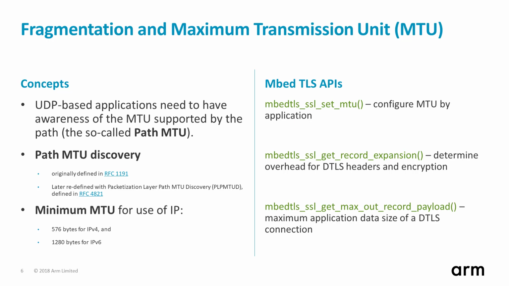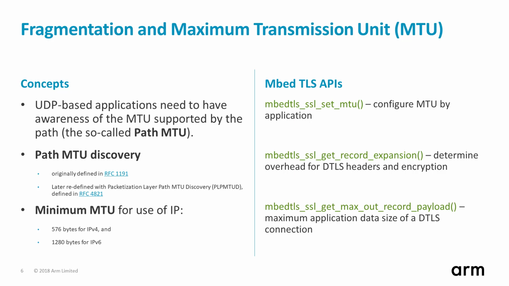Unlike application data protected by the DTLS record layer, the DTLS Handshake protocol provides reliable in-order delivery as well as fragmentation and reassembly support. If the application has information about the path MTU, then it can configure this value via the Mbed TLS SSL set MTU API command. The overhead for DTLS headers and encryption can be determined by the get record expansion API call.